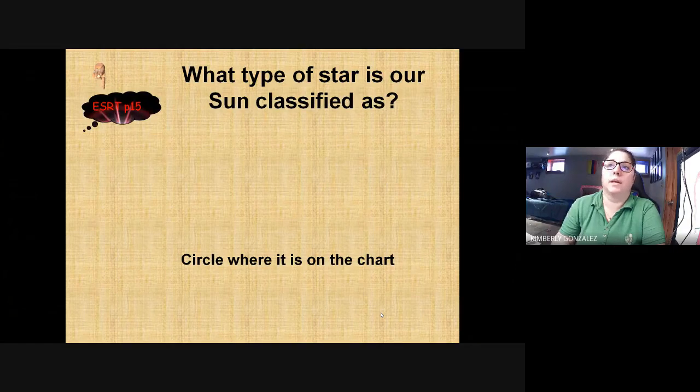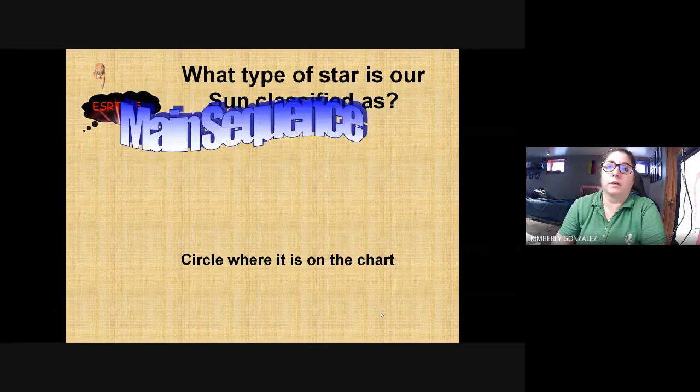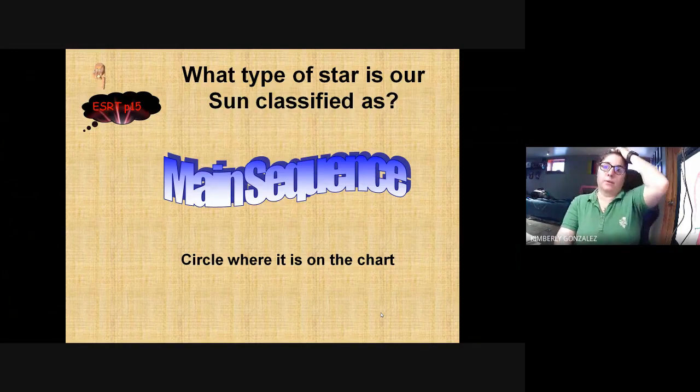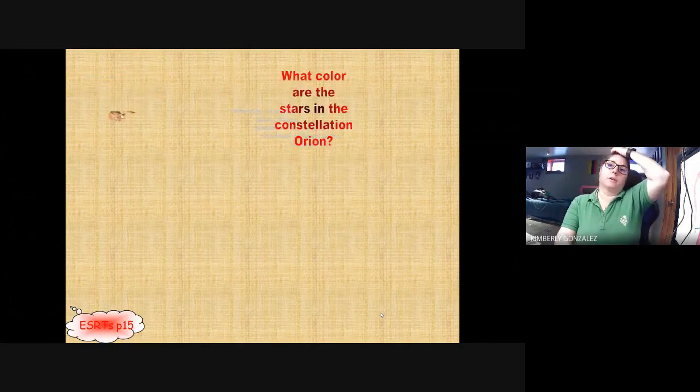Okay, so what type of star is our sun classified as? So when you look at the chart, right, it's in that main sequence. So our sun is a main sequence star, all right, because that's where it is located on the chart itself.